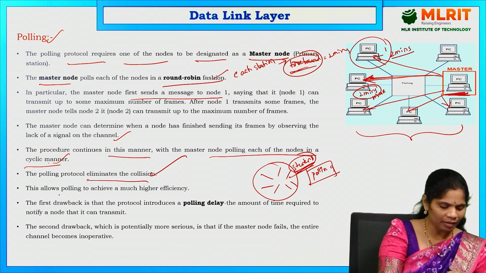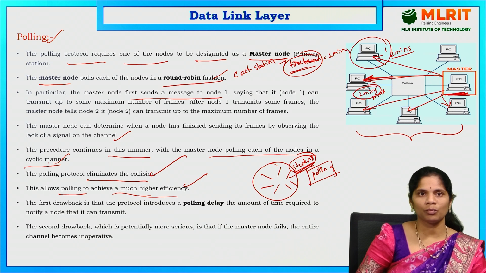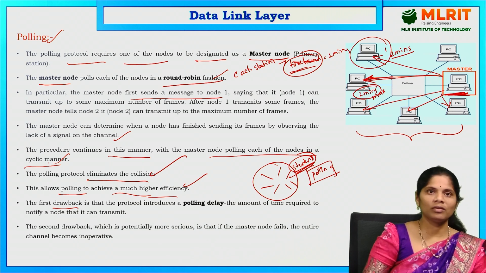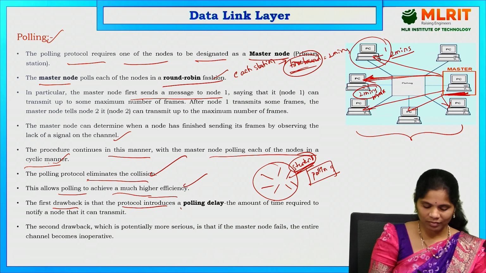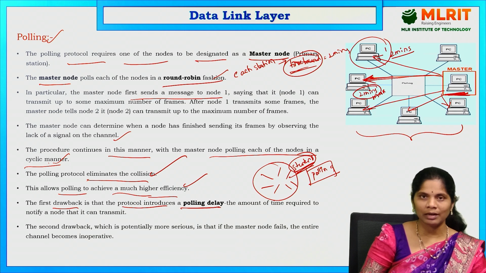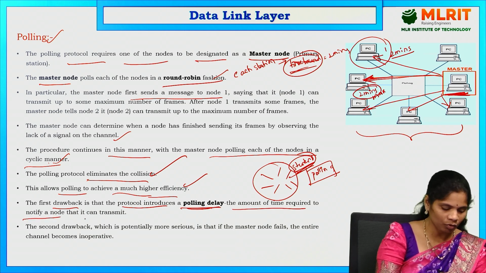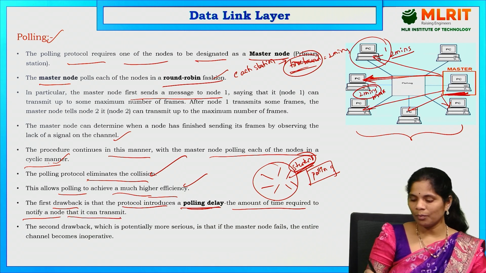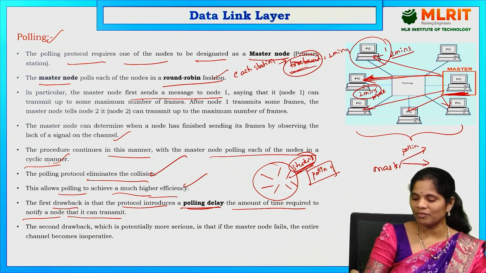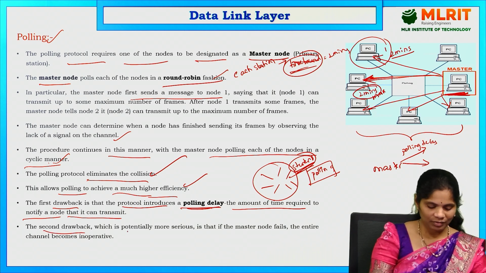So this allows polling to achieve much higher efficiency. Here, efficiency is also more. The drawback of this polling technique is that the protocol introduces polling delay. Sometimes polling delay may happen. How is it a drawback? The amount of time required to notify a node that it can transmit. The master node has to select which node to send to, so the polling delay happens while selecting the node. That is the drawback.